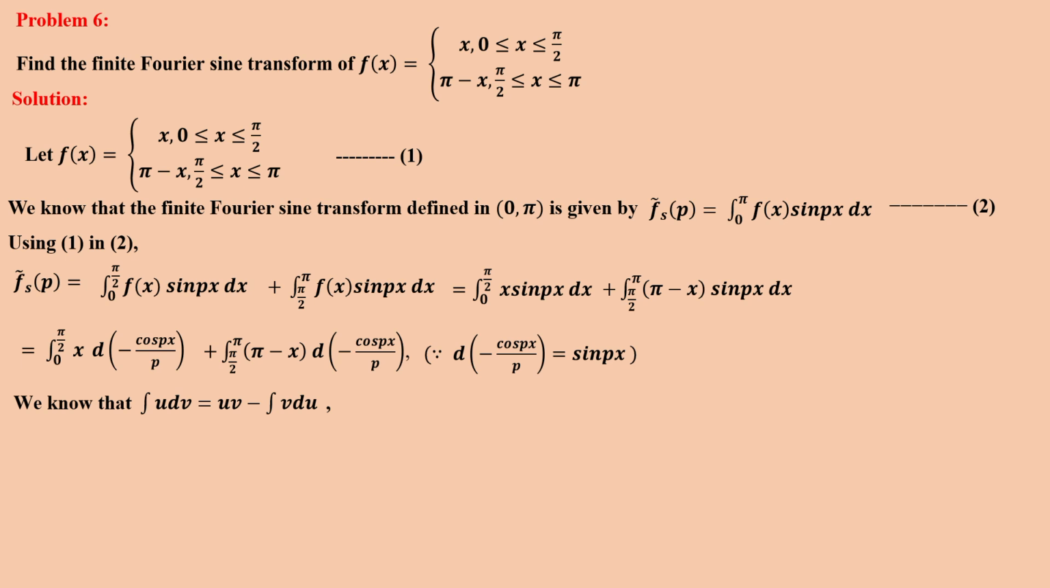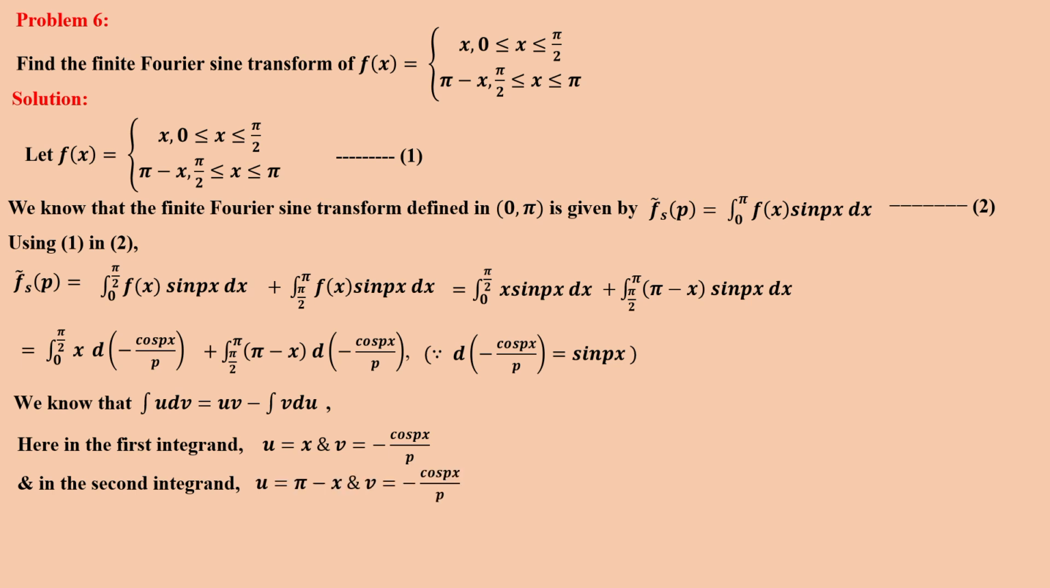So using integration by parts, integral u dv is equal to uv minus integral v du. For the first integral, x is u and minus cos px by p is v. In the second integral, u is nothing but pi minus x, and v is the same, minus cos px by p. So Fs bar of p is equal to, for the first integral using the uv formula, u into v, x into minus cos px by p, lower limit 0, upper limit pi by 2, minus integral 0 to pi by 2 of v du, so minus cos px by p into dx. This is for the first integral.